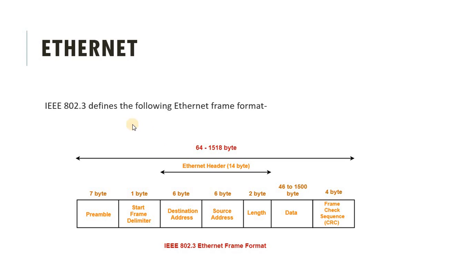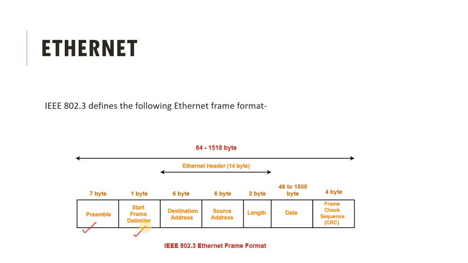So this is the Ethernet frame structure. It has different parameters like preamble, start frame delimiter, destination address, source address, length, data, and frame check sequence, which is a CRC. Here, these two, the preamble and start frame delimiter, are the two parameters which indicate to users that your data is coming.